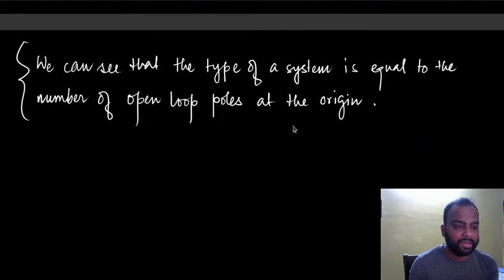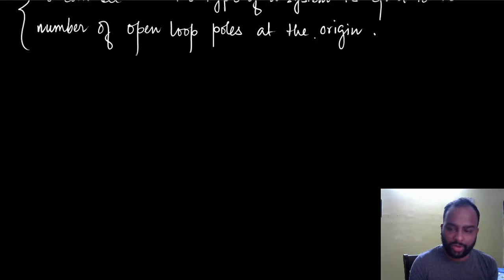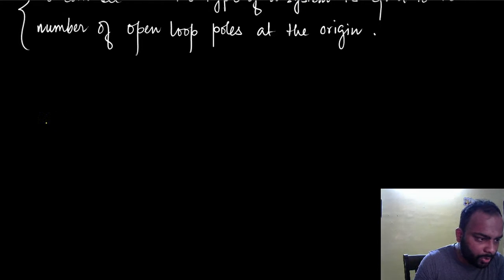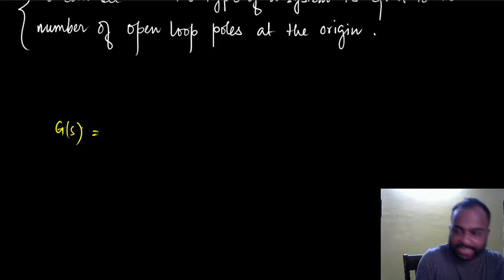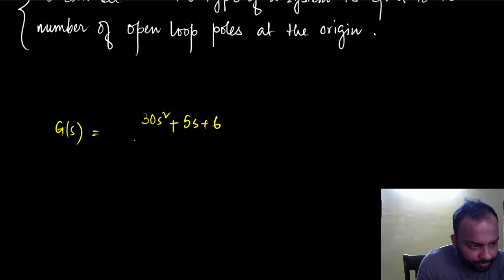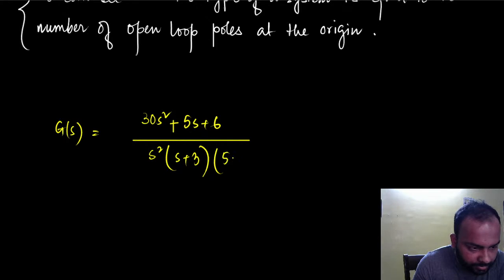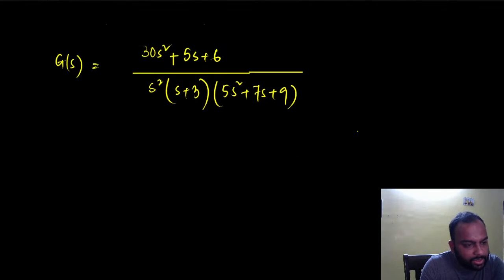Okay, so rapid round. I am going to write down a few transfer functions, and you are going to tell me their order and type. Again, all these are G(s), the forward path transfer function, right? So this is G(s). Tell me the order of the system and the type of the system.